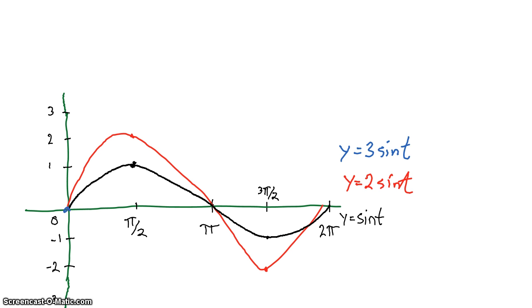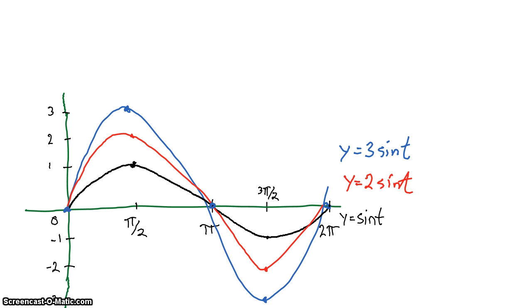Again, I'm not changing the 0, so it's still 0 at 0, pi, and 2 pi. But now the max is going to be at 3, and the min is going to be at negative 3. So it's going to be even taller, something like that. And you can actually do this with negative numbers as well.